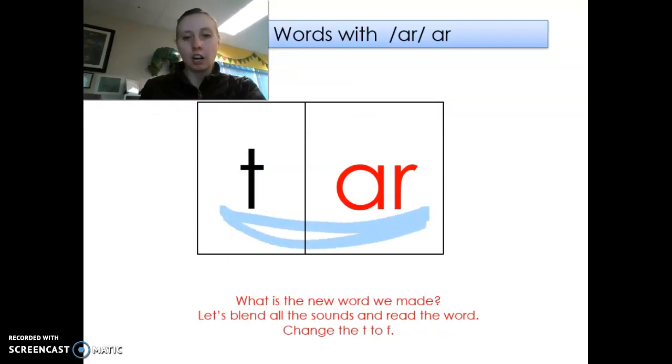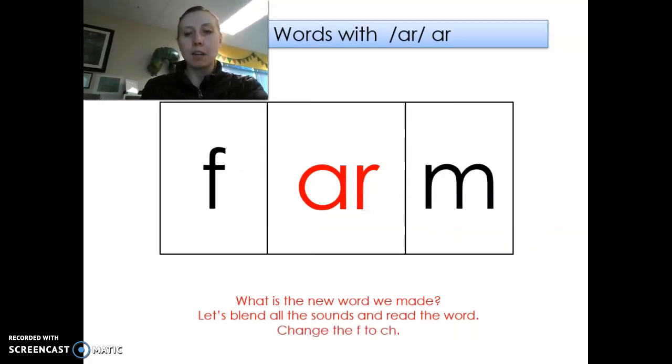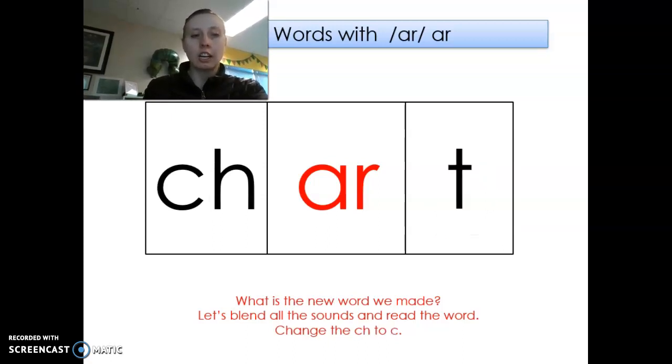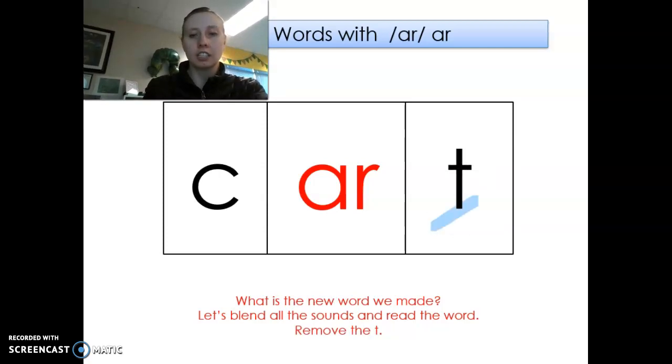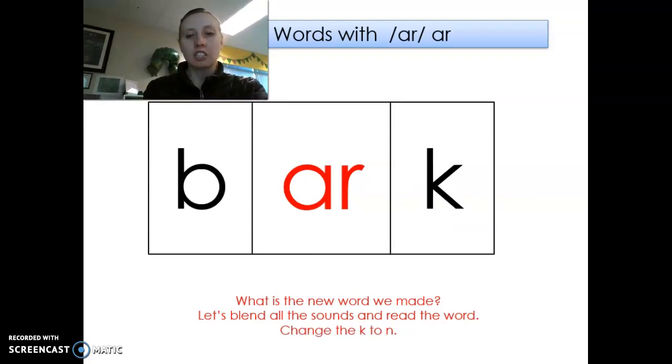Okay, let's read this. T-R. Tar. Change the T to f: far. Add an m at the end: farm. Change the f to ch: charm. Change the m to t: chart. Change the ch to k: cart. Get rid of the t: car. Change the k to b: bar. Add a k at the end: bark. Change the k to n: barn.